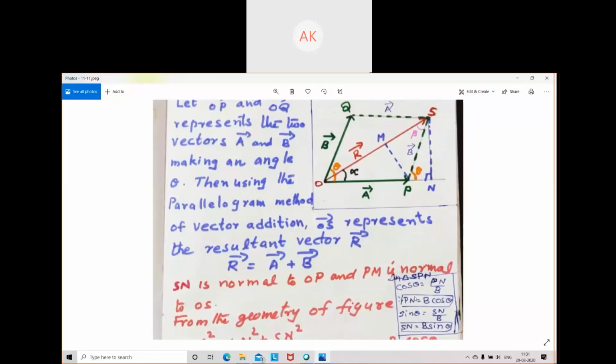So we found PN equals B cos theta and SN equals B sin theta. Now we can substitute these in the equation. ON equals OP plus PN. The magnitude of OP is A, and PN we have just calculated as B cos theta. So that is substituted here: A plus B cos theta. And SN is B sin theta.